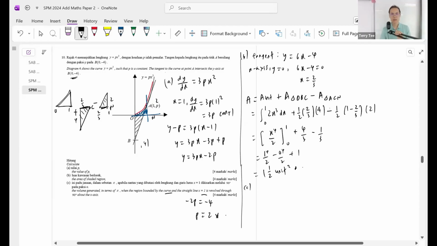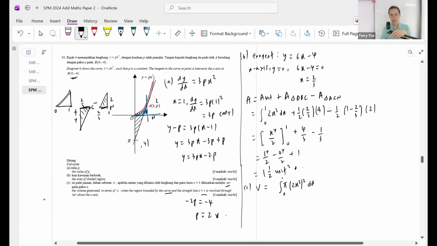So when you rotate around the x-axis, the volume is the integral of pi y squared dx. Your y is 2 times x to the power 3, so you have to square it, dx. The limit is from 0 to 1. But normally we draw a 360 rotation. A 360 rotation is this, but this is not 360, this is a 90 degree rotation.